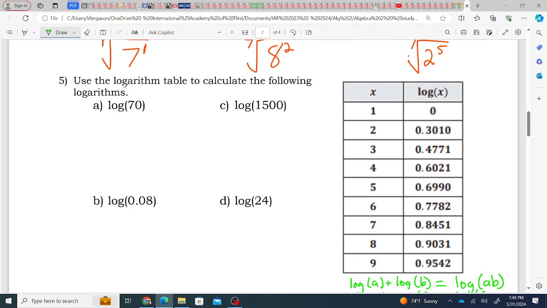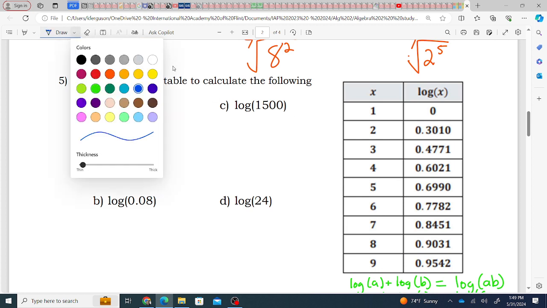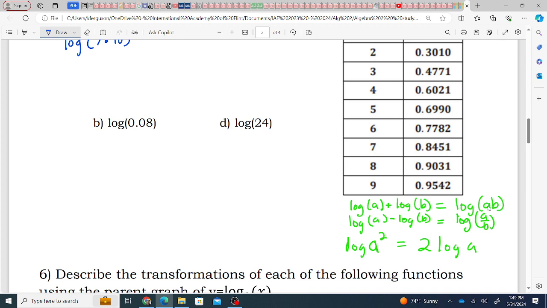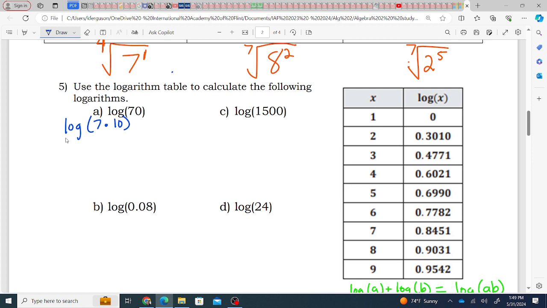So let's see what we got first. Well, I got log of 70. Well, if I'm looking here, there is no 70. But what there is, I can have log of 7 times 10 because that's what 70 is. So now this goes back to here. Log of AB equals log of A plus log of B. So then that's what I write next. I say log of 7 plus log of 10.